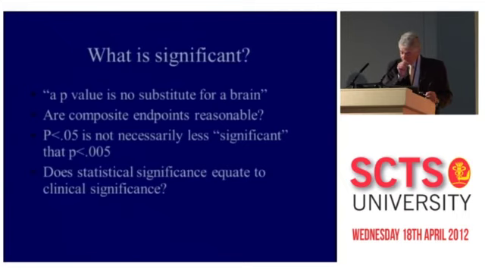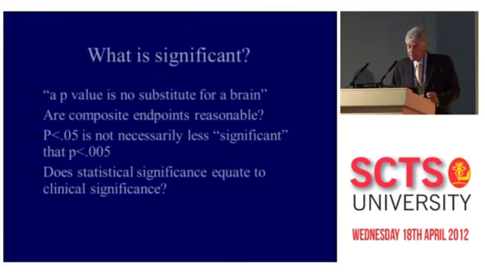The last point or two I'd like to make is what's significant. And I found this quote in an article, attributed to Anonymous. It says a p-value is no substitute for a brain. And you have to ask yourself, are composite endpoints reasonable? In the SYNTAX trial, as an example, there was a failure to meet the designed endpoint, almost all driven by the need for revascularization. Should that have been included in the composite endpoint comparing mortality, stroke, acute myocardial infarction? How did revascularization weigh as an important variable?